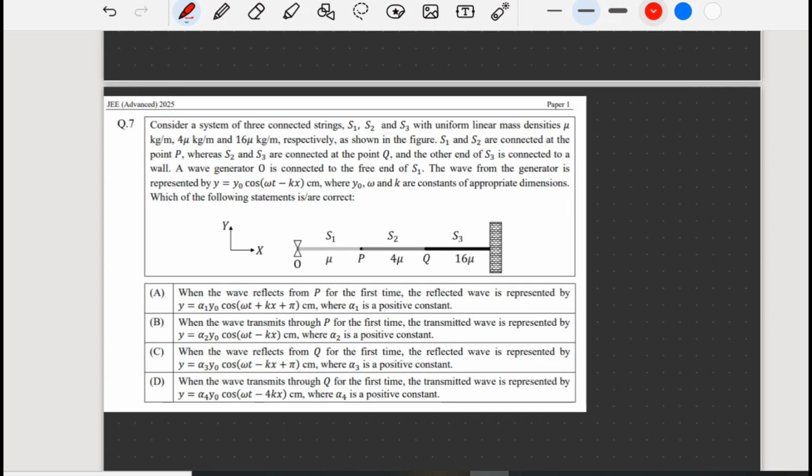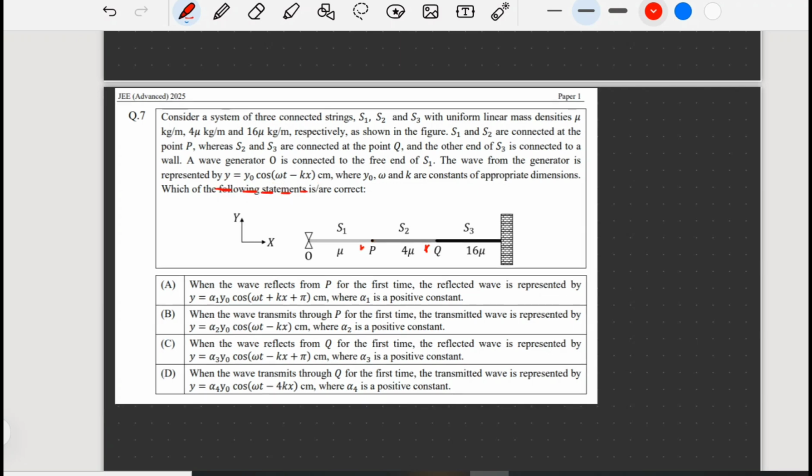Consider a system of 3 connected strings S1, S2, S3 with uniform linear mass densities μ, 4μ and 16μ respectively, as shown in the figure. S1 and S2 are connected at a point P, S2 and S3 are connected at point Q, and the other end of S3 is connected to a wall. A wave generator O is connected to the free end of S1. The wave from the generator is represented as y = y₀ cos(ωt − kx). The generator is sending the wave towards the positive x-axis.